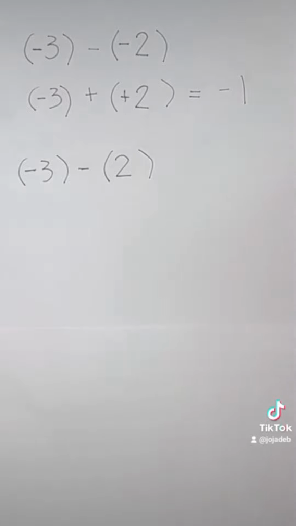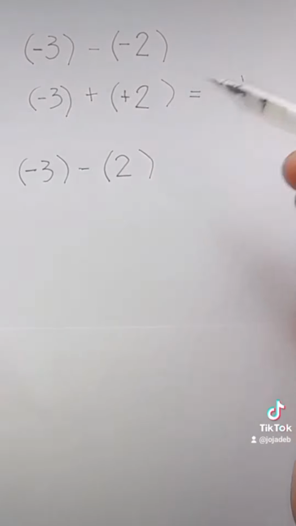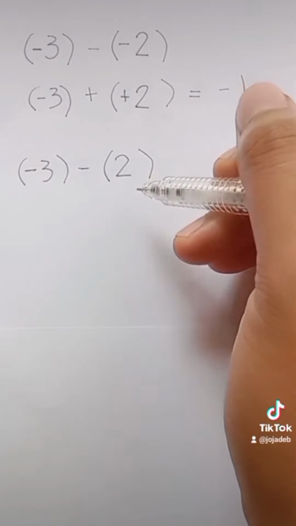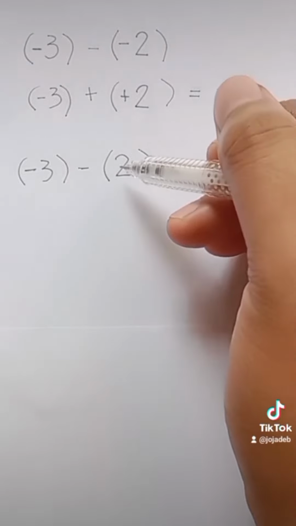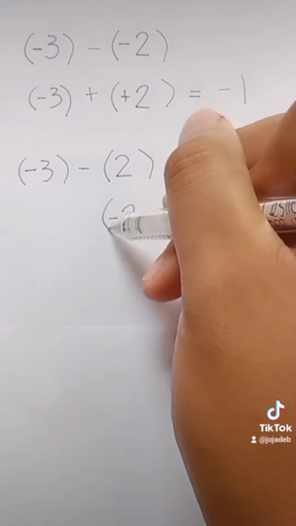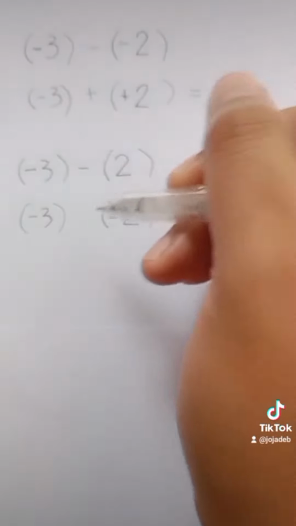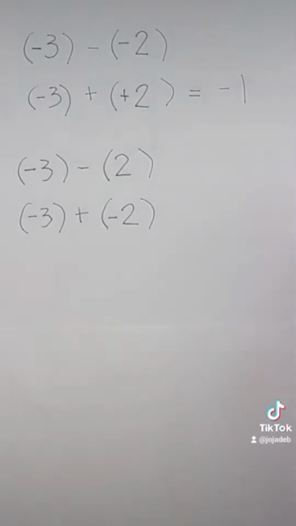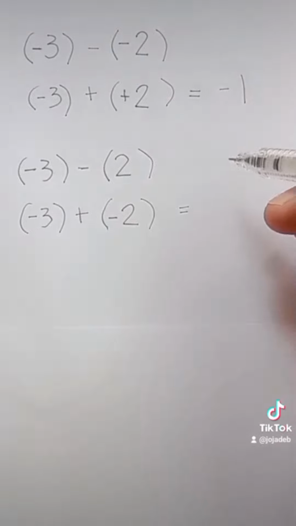So make sure to watch part 1 of this video to know how to add integers. Okay, how about negative 3 minus positive 2? Again, we change the sign of the subtrahend, which in this case is positive 2. So positive 2 will now become negative 2. Copy the minuend, which is negative 3, and then proceed to the addition rule of integers. And again, this will give us negative 5.